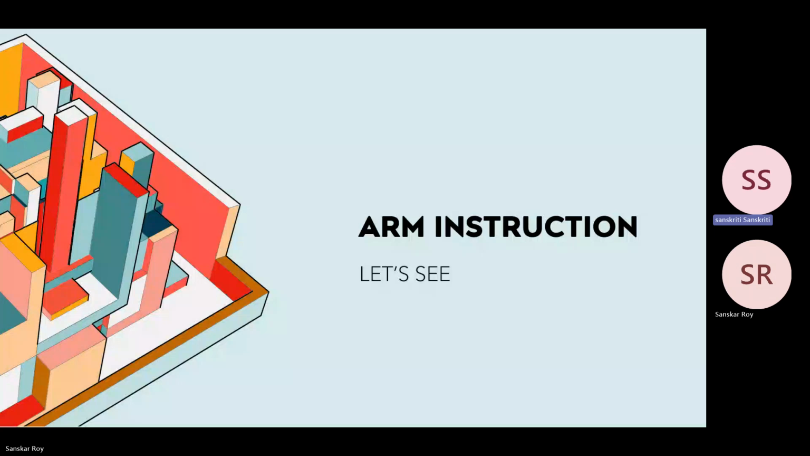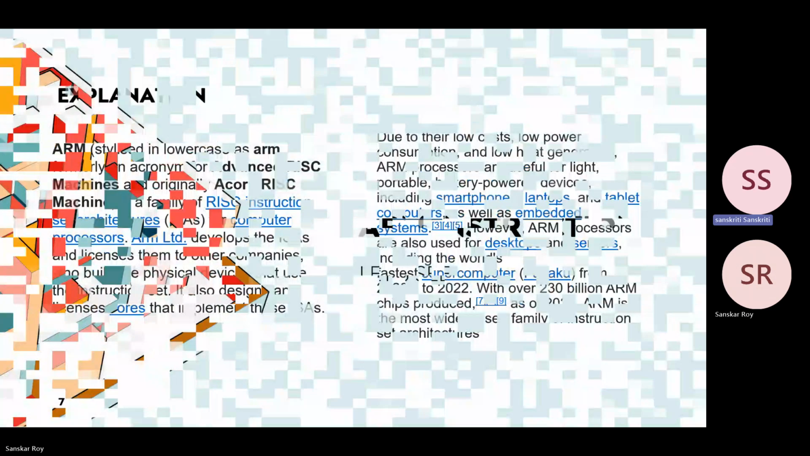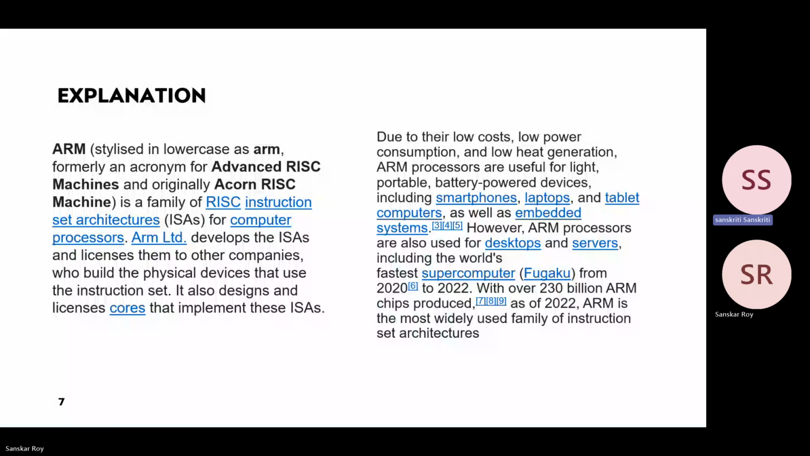Our second topic is ARM instruction. So let's get into it. First of all, what is ARM? The full form of ARM nowadays is Advanced RISC Machine, but originally it was Acorn RISC Machine. It's a family of RISC instruction set architectures, ISA, for computer processors, and Arm licenses them to other companies who build the physical devices that use the instruction set.